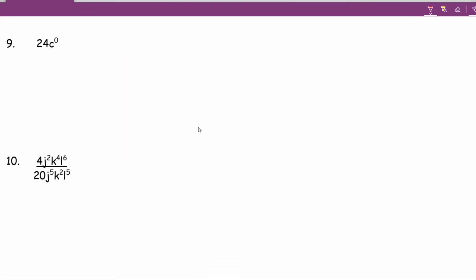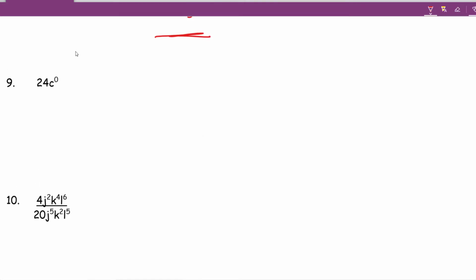Now, question 9. Sorry, I'm going through this pretty fast, but you should be able to do this pretty straightforwardly so far. There's not too much complicated stuff going on. And just be careful here. This is 24 times c to the power 0. Now anything to the power 0 is 1, so that's just going to be 24 times 1, which is just 24.